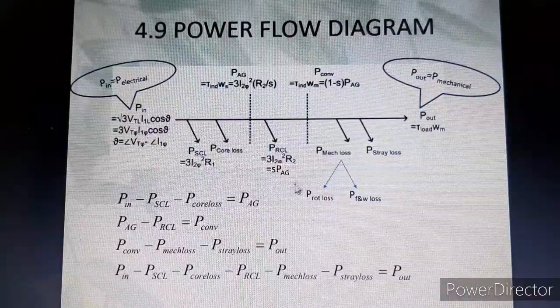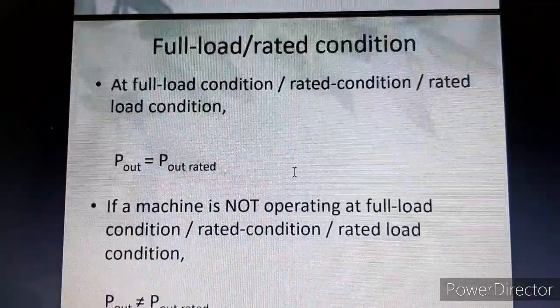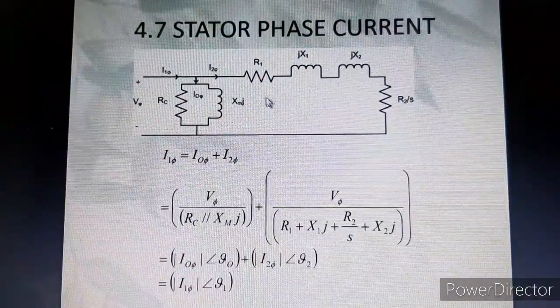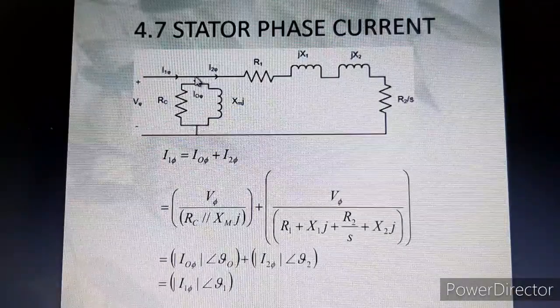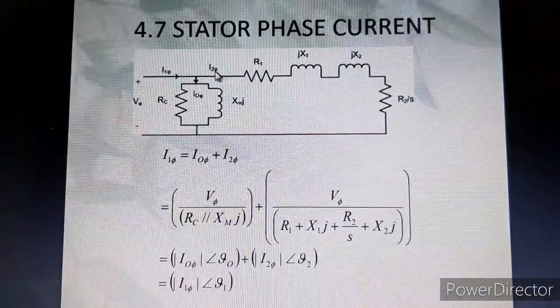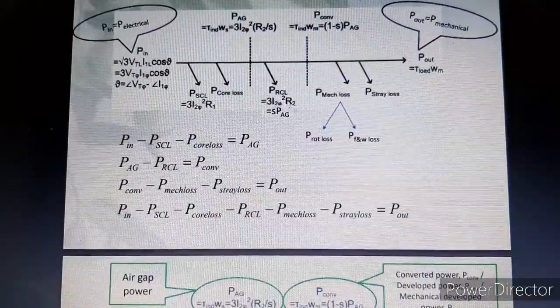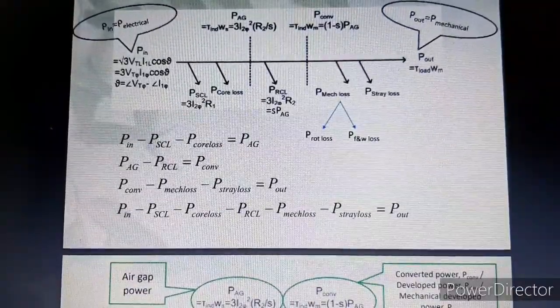So PRCL, rotor copper loss, is the loss at your R2. R2 is somewhere at the end of the equivalent circuit. So the current that flows through R2 is I2 phase. So PRCL is equal to 3 I2 phase squared times R2.